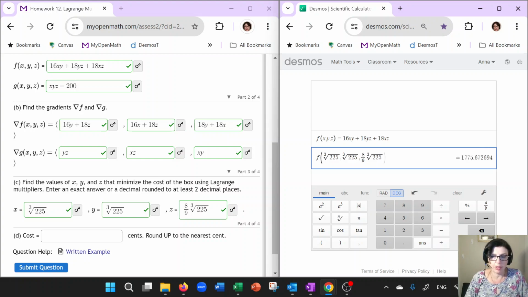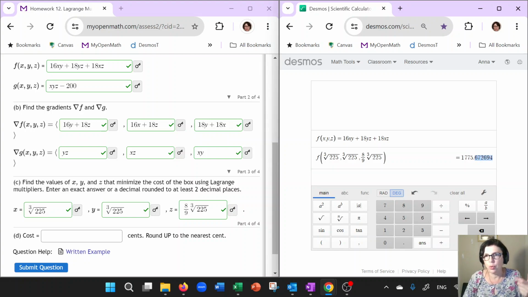Okay, so that gave me the cost in cents. Now, because you can't really round down, you cannot have 1775.67. It's like millicents or something like that. So you have to round up. What that means is that you're not really rounding. You never go down. You always go up. So you can just basically ignore this part and just go up by 1.